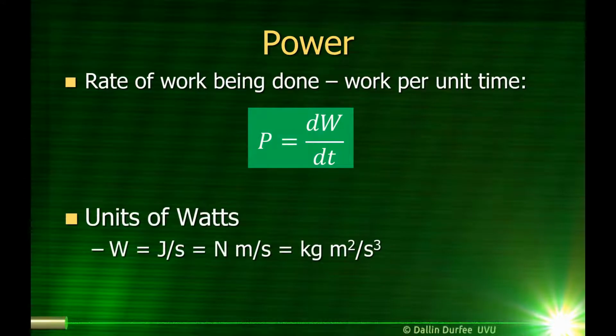The units are watts, right? dW has units of joules, dt has units of seconds. 1 joule per second is what we call a watt, which is also, of course, since a joule is a Newton meter, a watt is a Newton meter per second, or kilogram meter squared per second cubed.